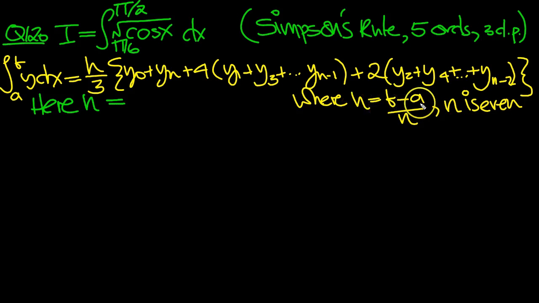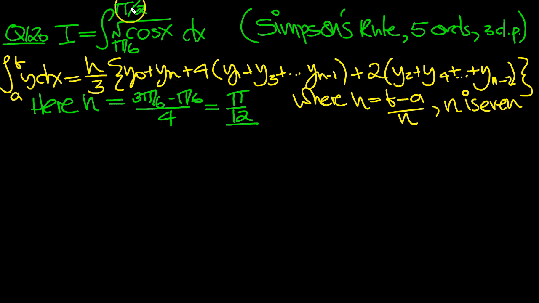So b minus a, here's b, here's a, over n. So it's pi over 2 minus pi over 6. So let's change that to 3 pi over 6. 3 pi over 6 minus pi over 6, all over the number of intervals, which is 4, because the ordinates is 5, so it's 1 less. This is 3 pi over 6 take pi over 6, 2 pi over 6 over 4 is 2 pi over 24, which works out at pi over 12, doesn't it?